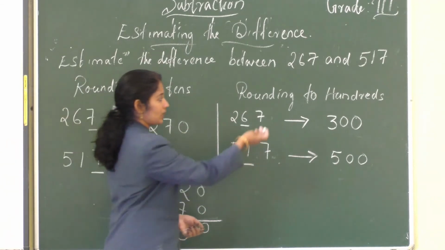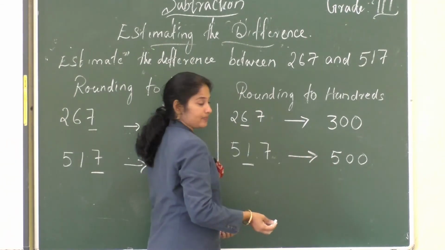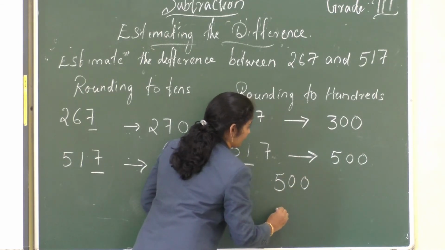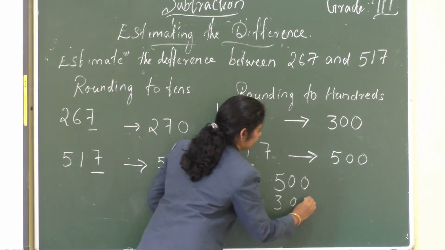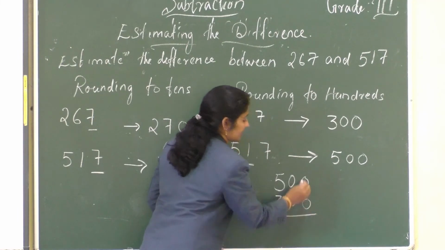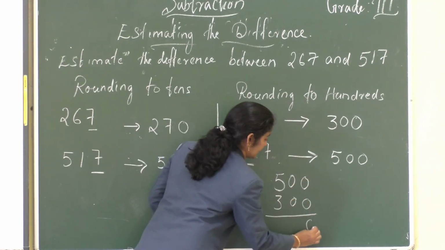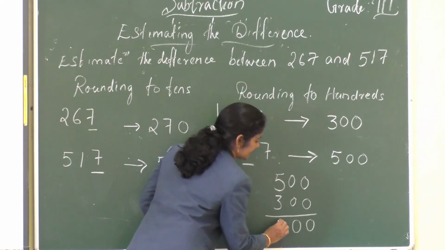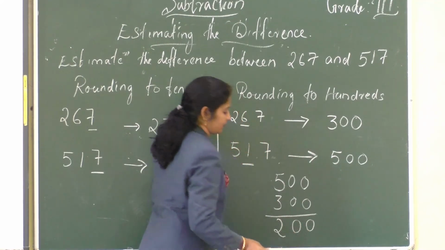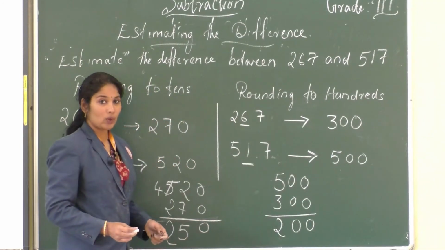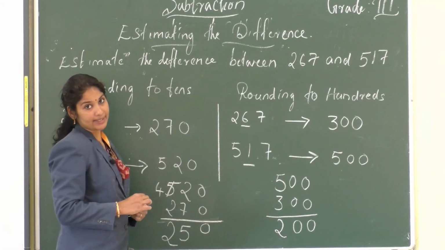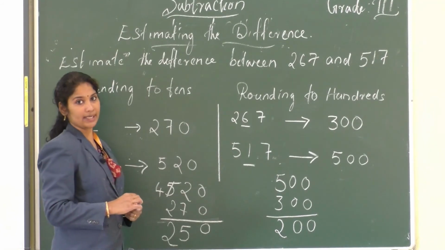Next, hundreds. We already rounded to hundreds. So we have 500 and 300. 0 minus 0, 0 and 0 minus 0, 0. 5 minus 3, 2. Hope you understood how to estimate the difference between 267 and 570.